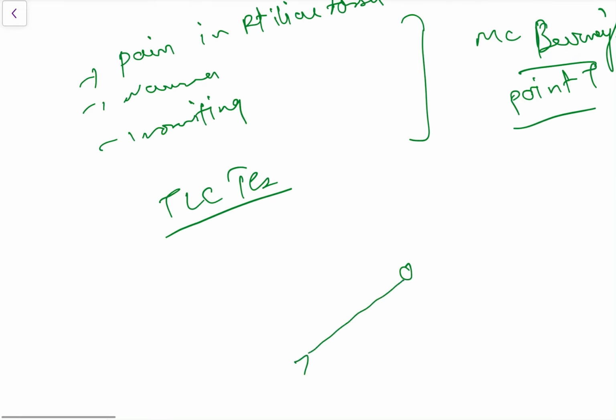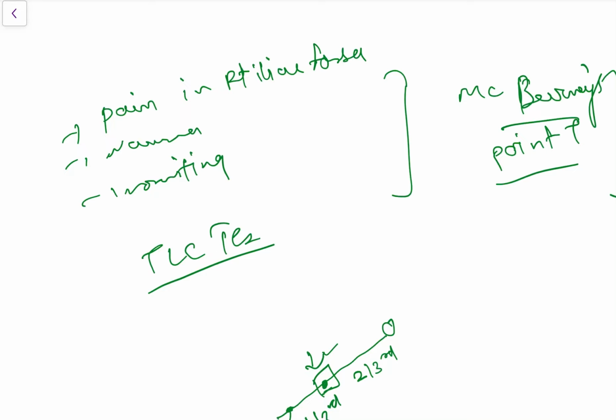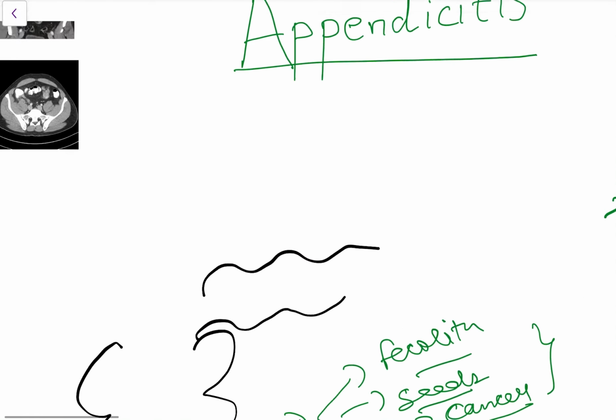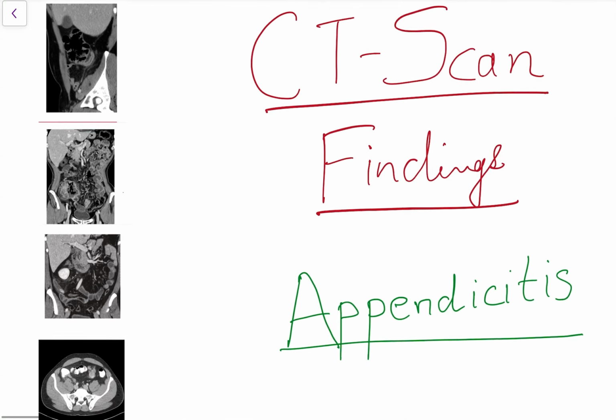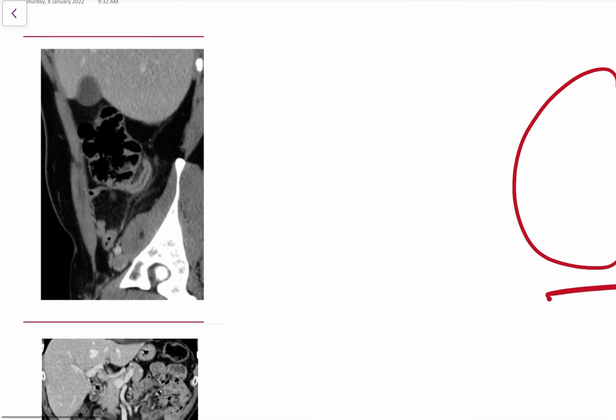If you draw a line between the umbilicus and the right anterior superior iliac spine, the junction between the medial 2/3 and the lateral 1/3 is McBurney's point, and if you press in this region, the patient will feel tenderness. Okay, so this is a classical sign of appendicitis. When the patient comes to us, the investigation of choice is CT scan. Let's see what the findings in the CT scan are.